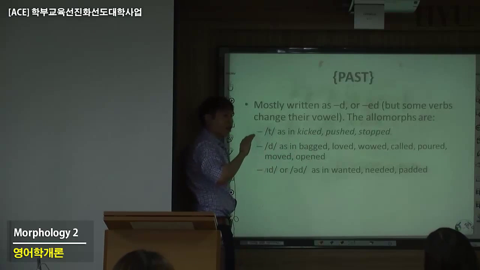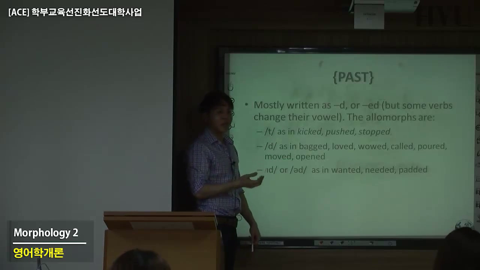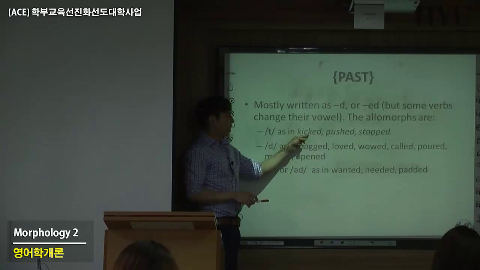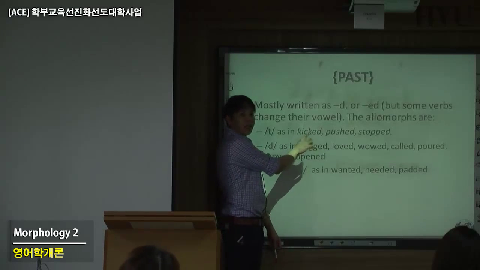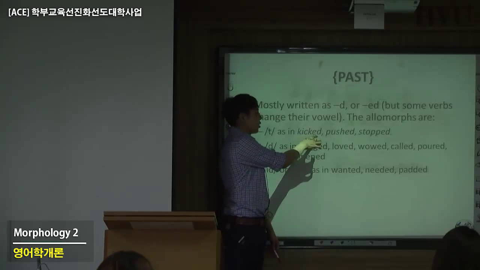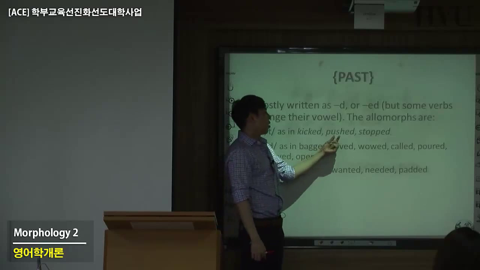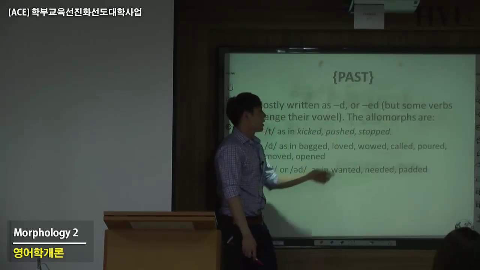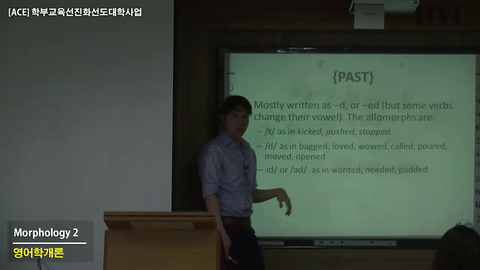Again, the logic is the same. You have a T allomorph if the sound before it is voiceless. Kick, for example, the K is the last sound. K is voiceless, so you add the T. Kicked, like that. Pushed, voiceless, so you add the T. Stop is voiceless, so you add the T, stopped, okay?